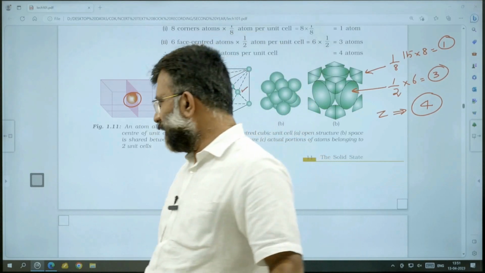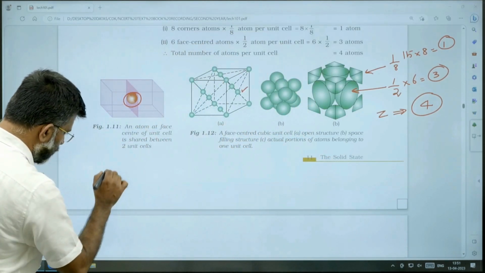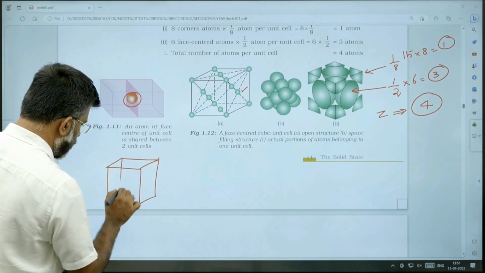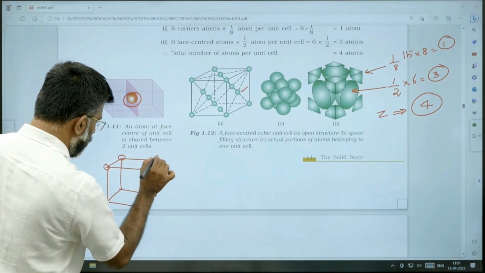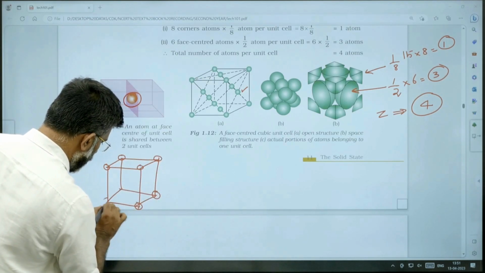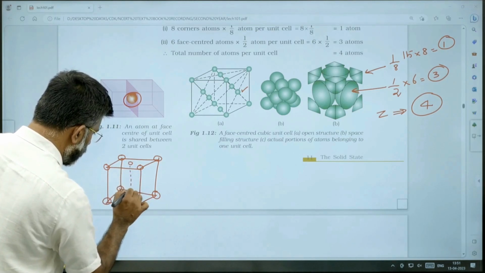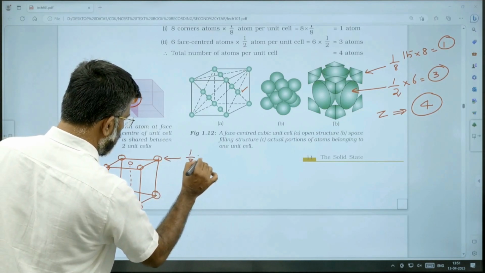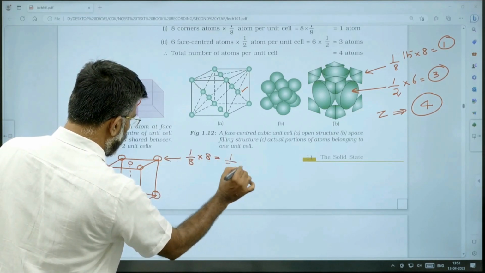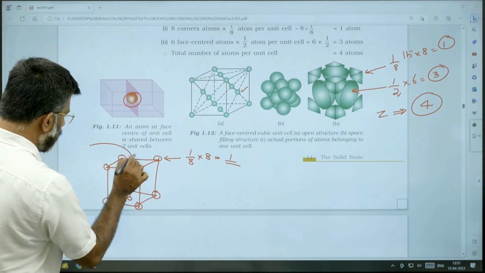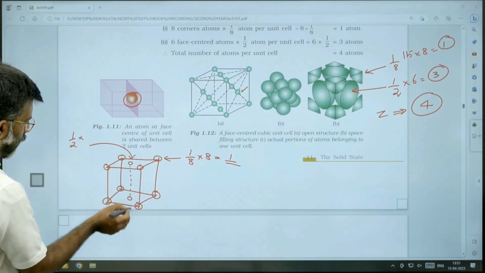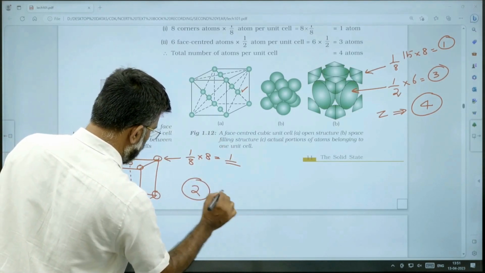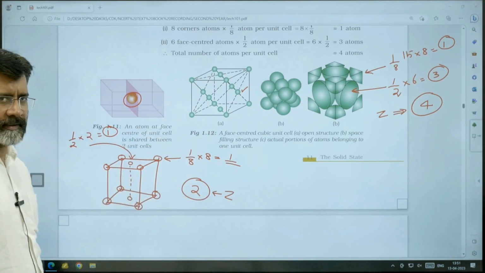What about the end-centered system? Not given in the text. This is the end-centered system. Already we have learned, the particles are coming at the corners as well as at two opposite face centers. What will be the rank? Corner contribution will be 1 by 8 into 8 corners, 1 contribution, and face center contribution is half, and only 2 faces, half into 2, 1. So it is 1 plus 1, 2 is the rank. Rank for the end-centered system will be 2.